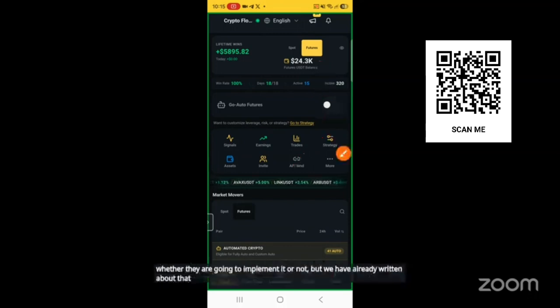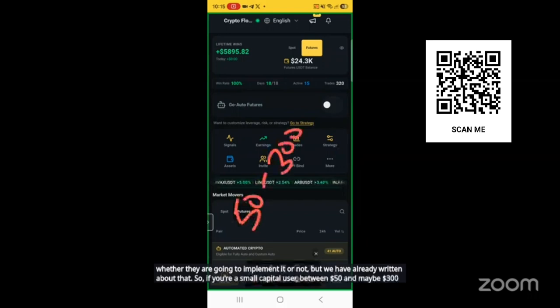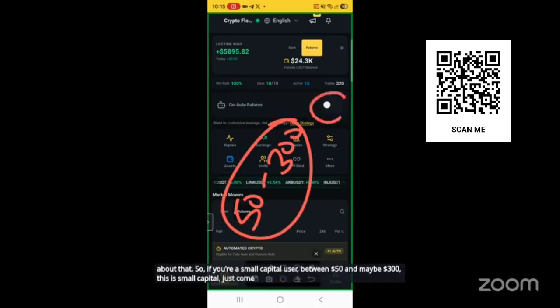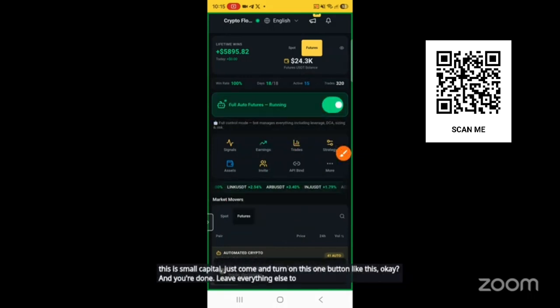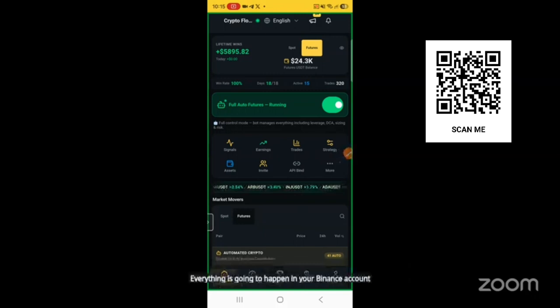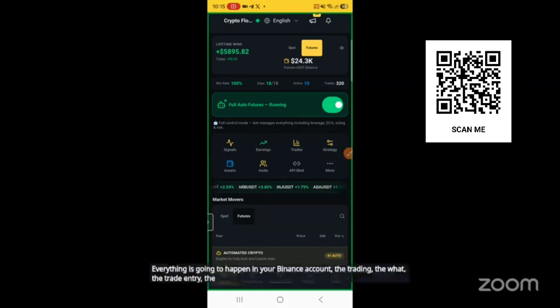So if you're a small capital user, between $50 and maybe $300, this is small capital, just come and turn on this one button like this, and you're done. Leave everything else to the bot. It is going to manage your Binance account. Everything is going to happen in your Binance account: the trading, the trade entry, the trade exit, everything in your Binance account.